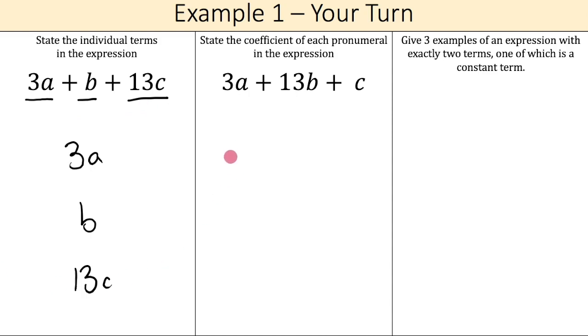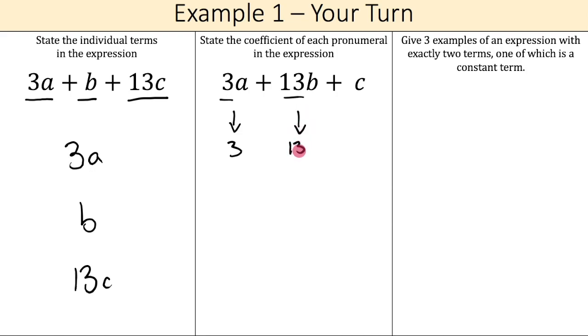Let's now go to the next question, which is asking me to state the coefficient of each pronumeral in the expression. So we have 3a plus 13b plus c. So hopefully you know that the word coefficient is just referring to the number in front of my pronumeral. So for this one, my coefficient will be 3.